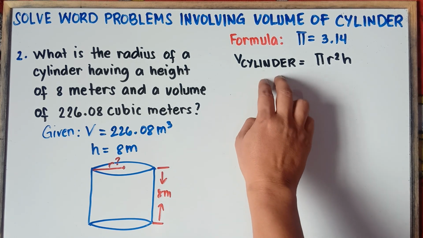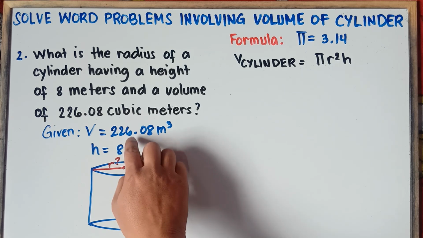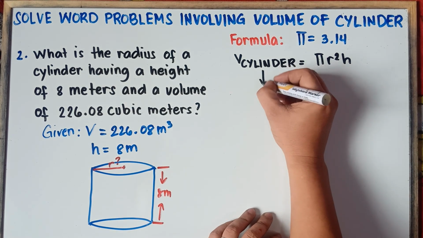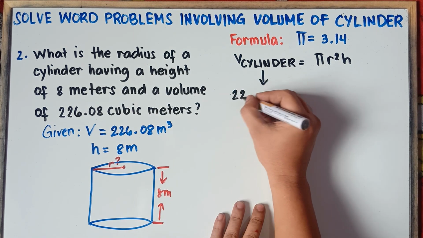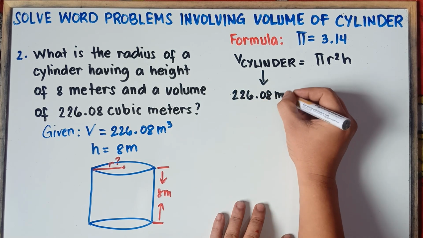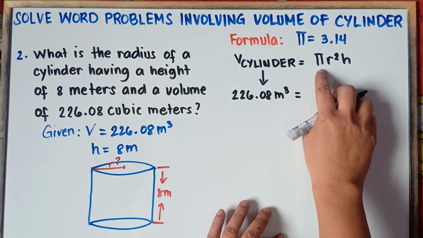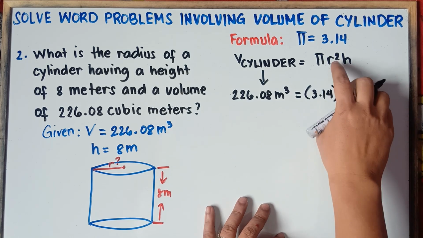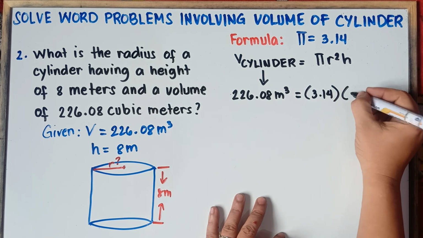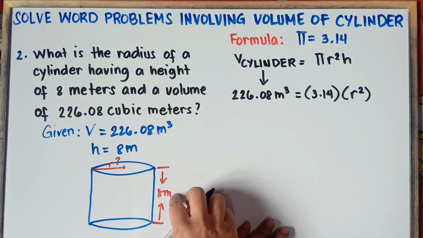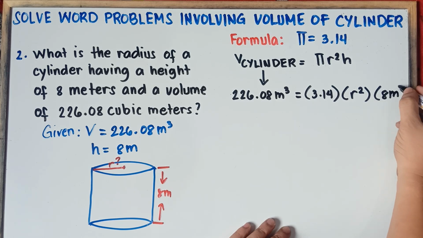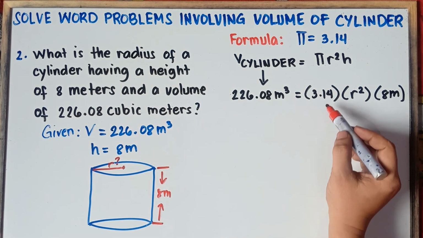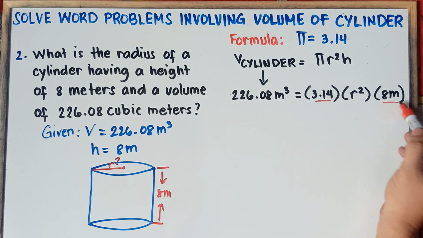So once again class, we already have the given volume of the cylinder. So we put 226.08 cubic meters in this given volume, equals pi, that's 3.14. Now we don't have the value of the radius, so simply copy r squared. And then our height, that's 8 meters. Next step class, we can multiply the numbers, 3.14 and 8 meters.